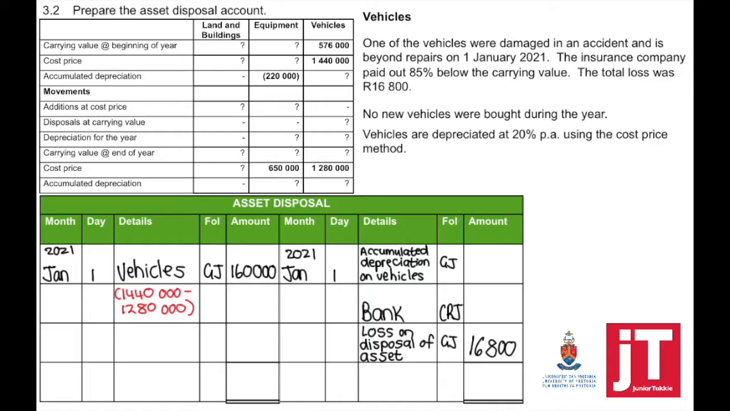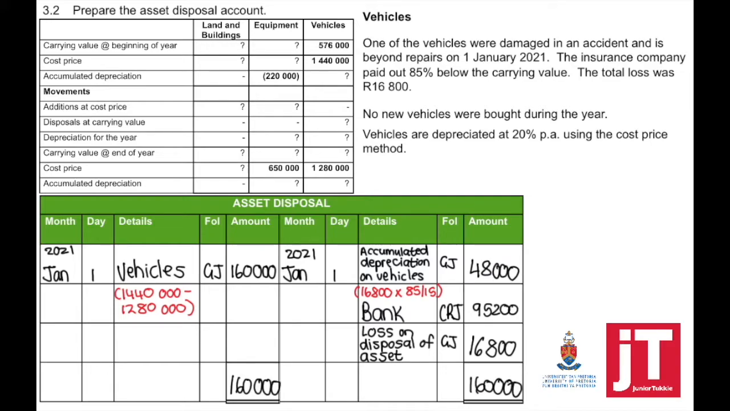Now we can calculate the selling price. The insurance company paid out 85%. So if my total loss equals 100 minus 85%, it means the loss is equal to 16,800. So I can calculate the selling price by taking 16,800 times 85, because that's what the insurance company paid us out, divided by 15. And that amounts to 95,200.